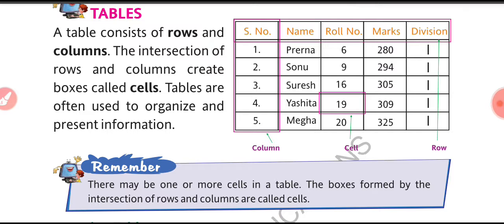See, this red color box is called a cell, and this side, 1 2 3 4 5 SN number, that is called a column. And we can see the first row, SN number, name, roll number, that is the title boxes, called a row.